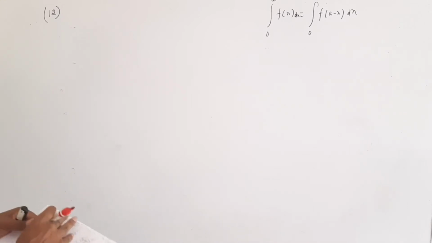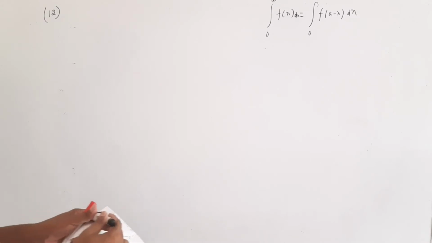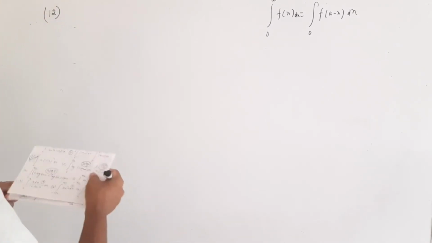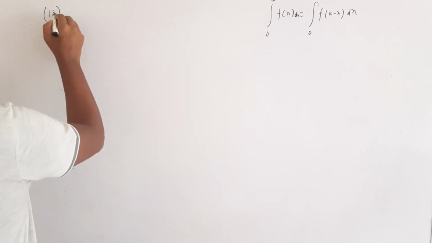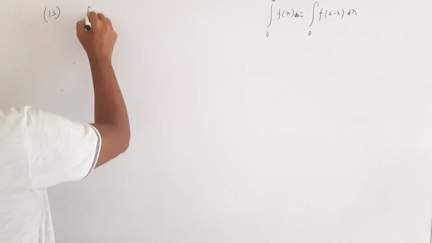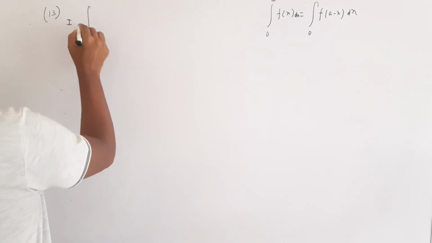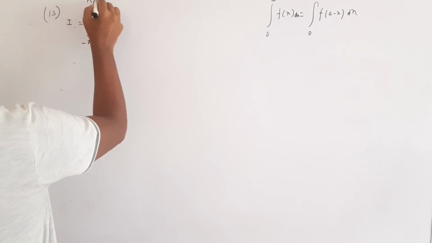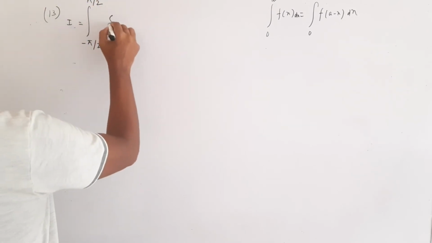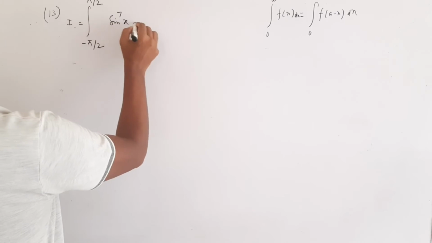Now this is question number 13. Okay, I forgot to use the black pen. So let me get it. Question number 13 goes like I is the integral from minus pi by 2 to pi by 2 of sine to the power 7x dx.